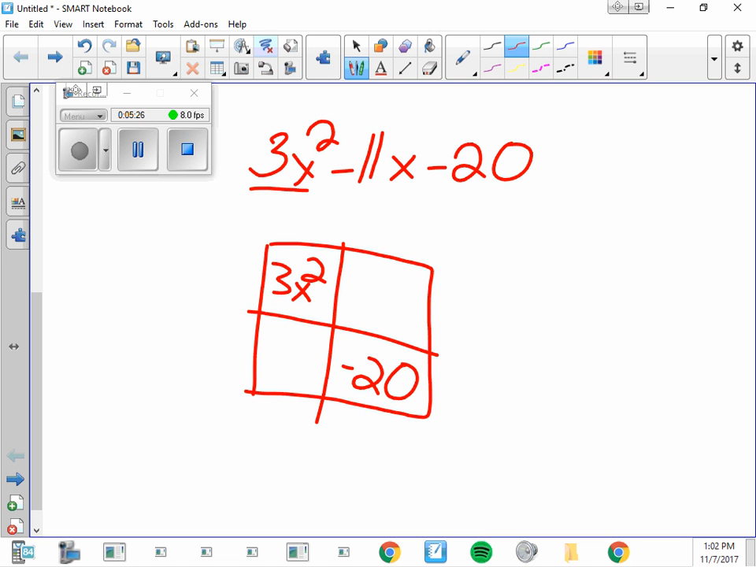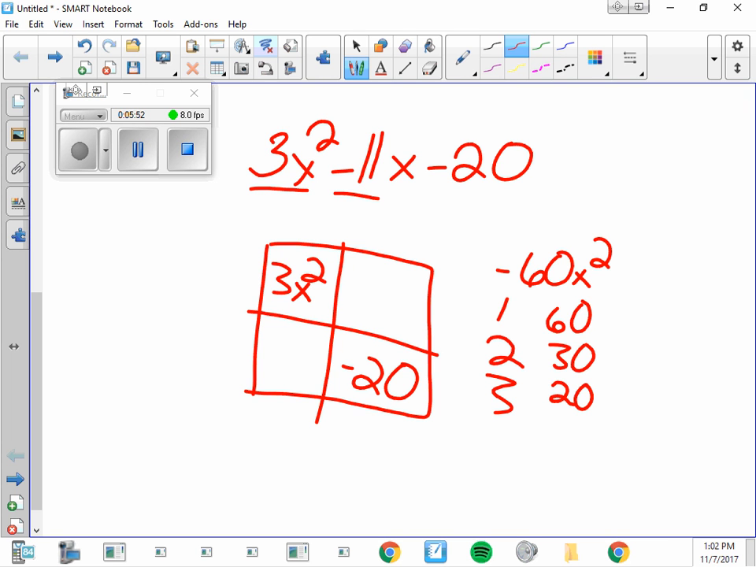Now what do I do? Multiply those together, and I get negative 60x squared. And I look at the factors of negative 60, and I try to create a negative 11. 1 and 60. Will that do it? Nope. 2 and 30. Nope. 3 and 20. Nope. 4 and 15. There it is. It's going to be 4 and negative 15. Doesn't matter where I put those. So 4x and negative 15x.